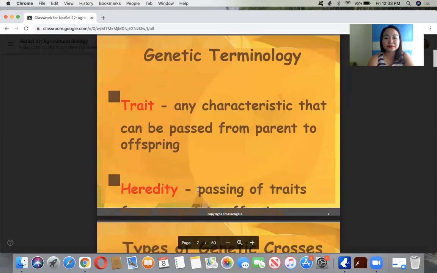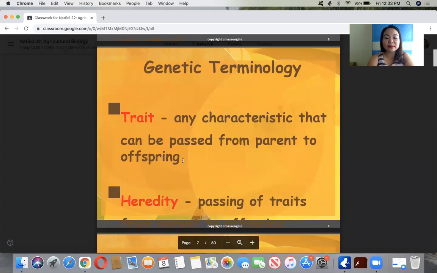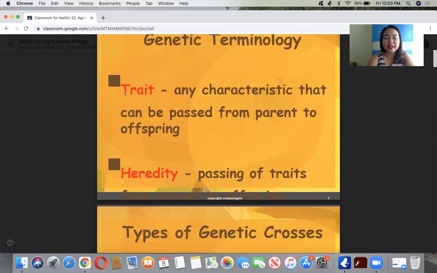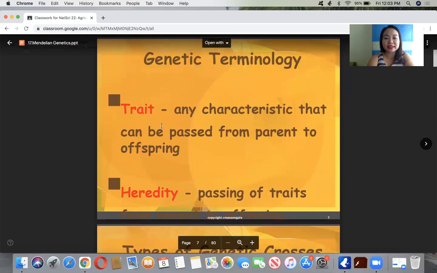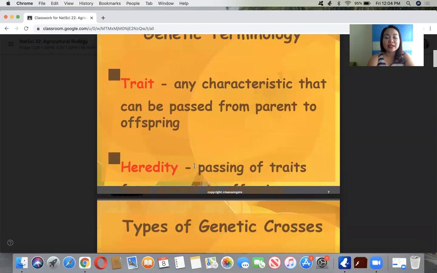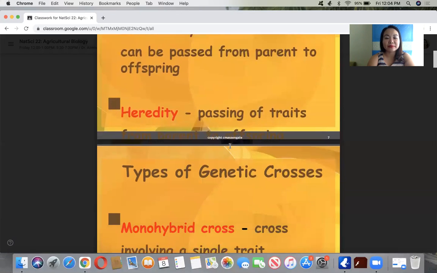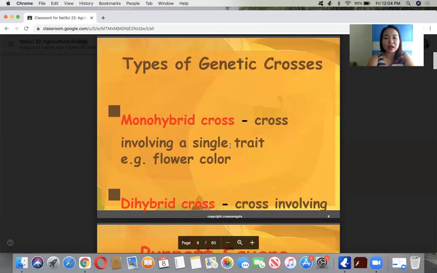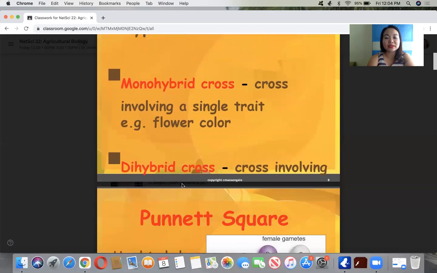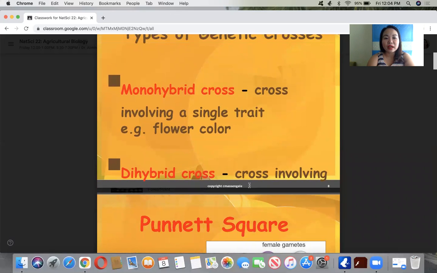There is various genetic terminology that needs to be defined. For instance, we have trait. It is any characteristic that can be passed from parent to offspring. Another one is heredity, which is the passing of traits from parent to offspring. There are types of genetic crosses: the monohybrid cross, involving a single trait, like flower color, and the dihybrid cross involving two traits.